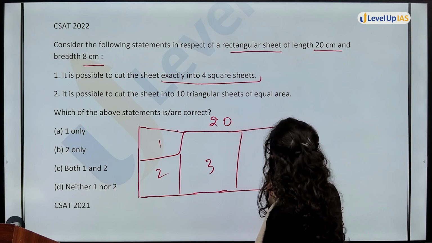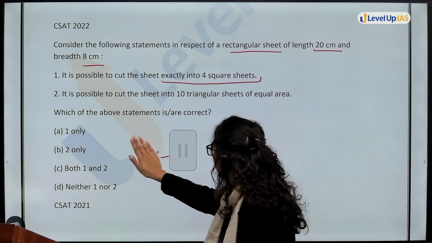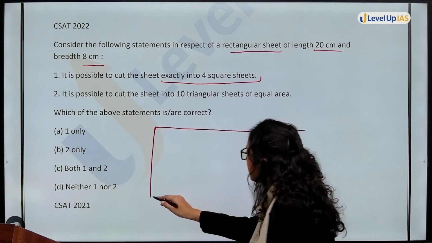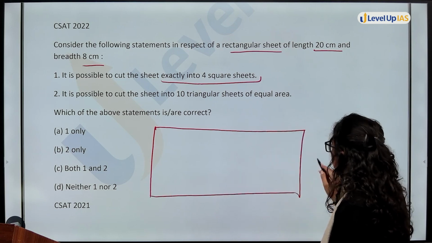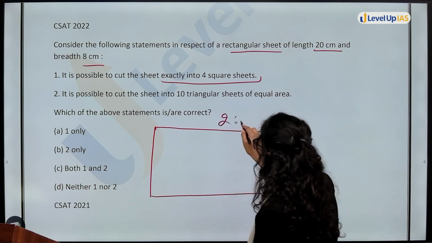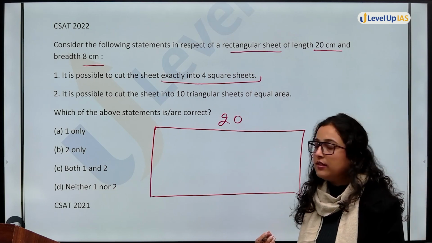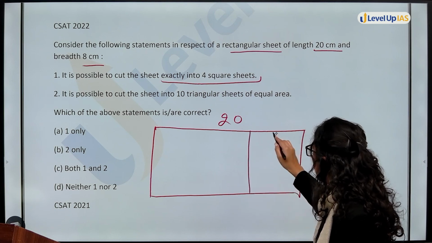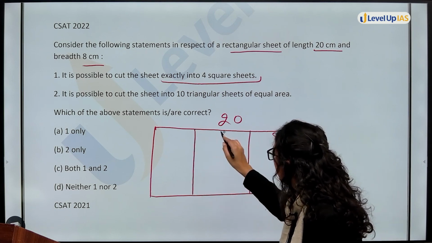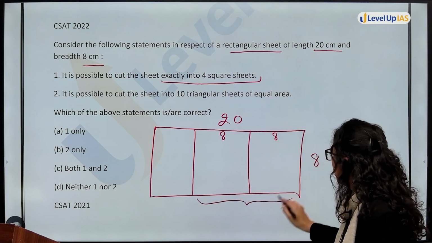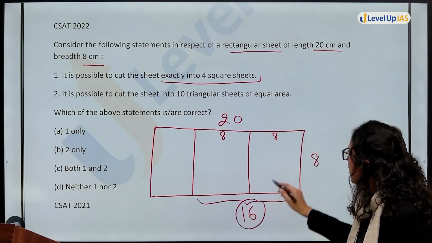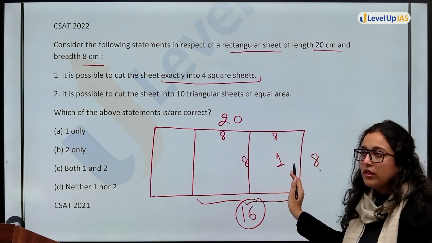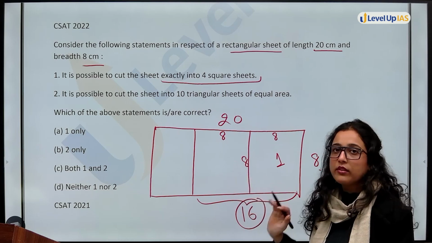So for this question, we will use a little hit and trial also, and we will see whether it is possible or not. Firstly, I know that this is 8 and this is 20. If I want 4 square sheets, this side is 8. Can I say 8 and one more 8? So this will give me 16, right? This is 1 square, 8 and 8. So this is a square, 8 and 8. This is a square. So I have cut the sheet into 2 squares like this.